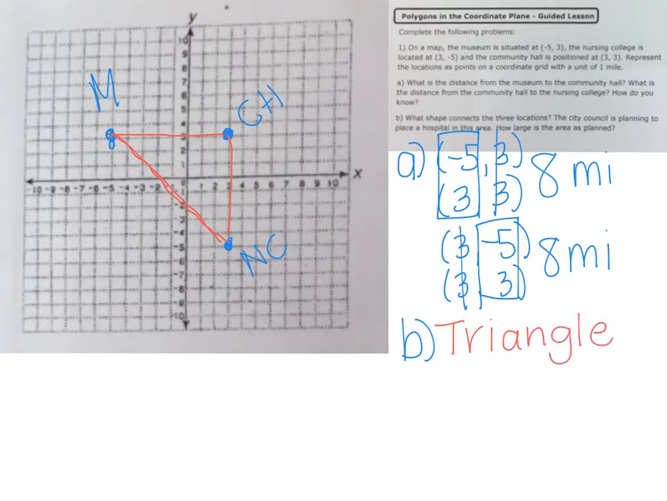The city council is planning to place a hospital in this area. How large is the area planned? Well, I know it's a triangle. I know that my base and my height, I figured those out in A because here's my right angle. So my formula is area equals base times height divided by 2. Area equals 8 times 8 divided by 2. So that equals 64 divided by 2. So the area is 32 miles squared.